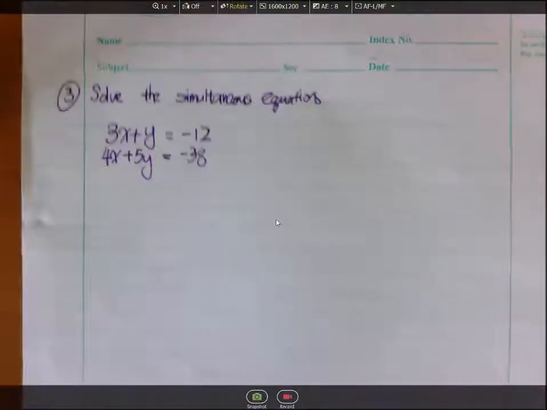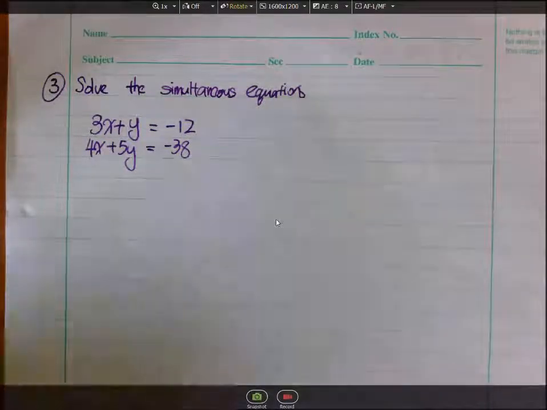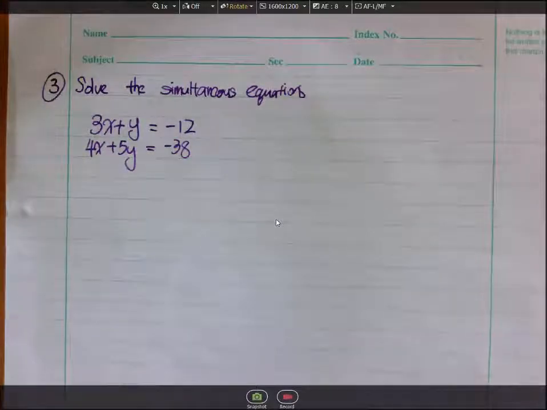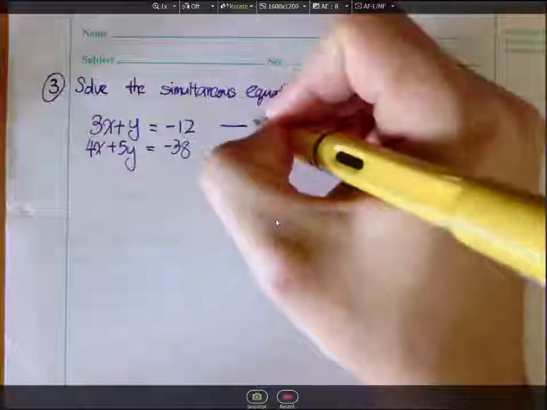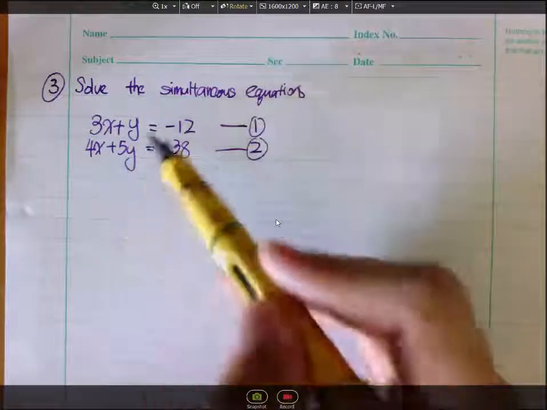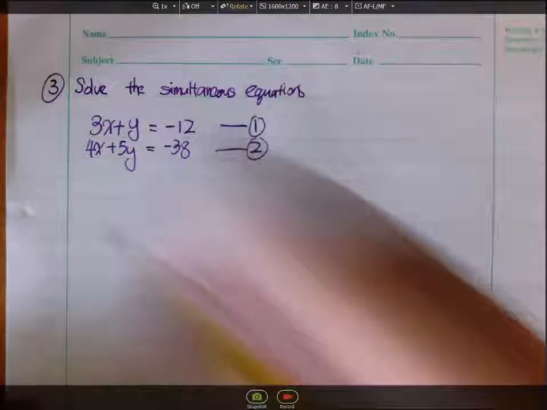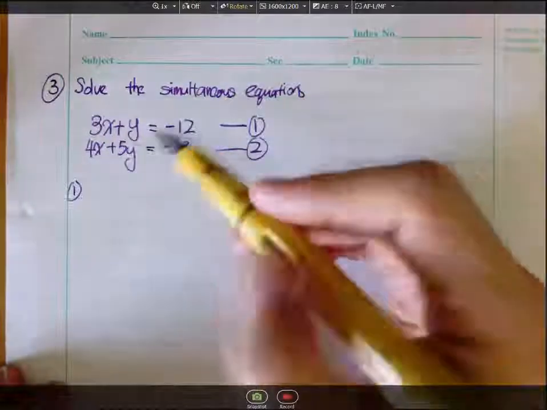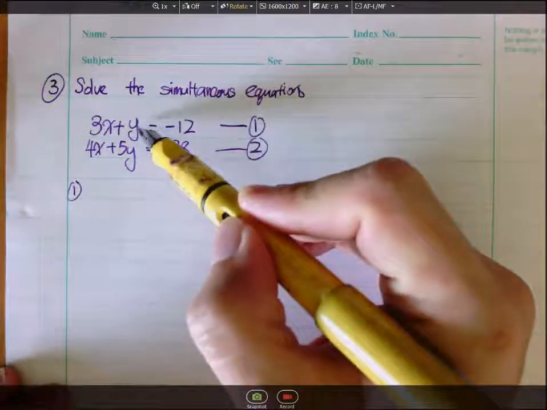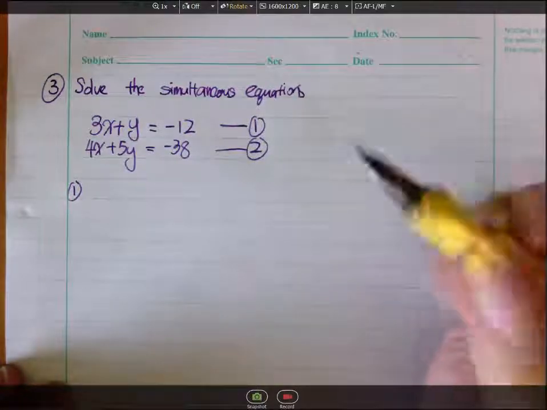Alright, now we have the next example, example 3 on solving simultaneous equations by elimination. Notice now that if you look at the two equations, there is no same value for any of the variables. For example, this is 3x, this is 4x, this is 1y, this is 5y. In that case, we have to create the same value. How do we create the same value? In this case, the easiest way is probably to modify y so that we get 5y as well, the same value, so that we can do elimination.